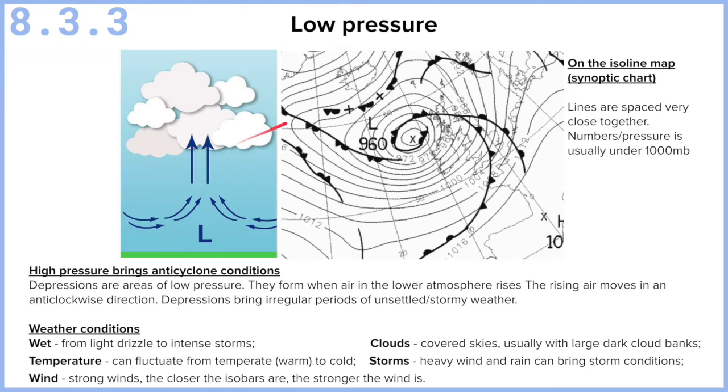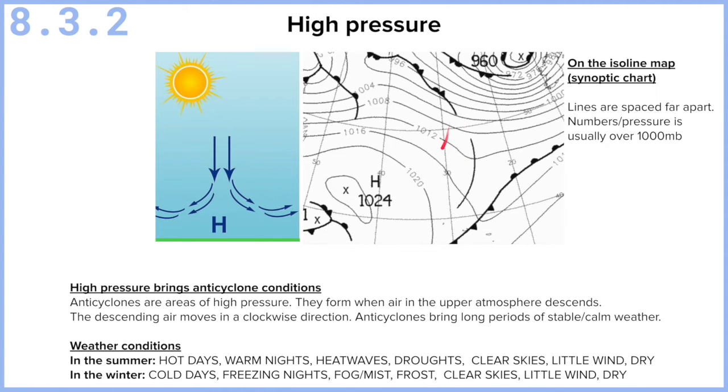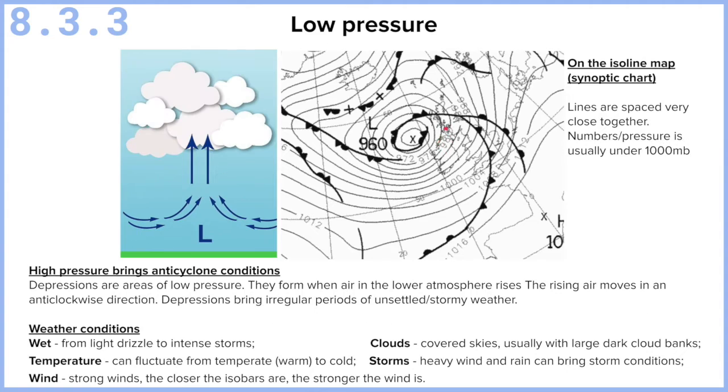If we were to look at that on an isobar chart or a synoptic chart, we can see here that these lines are very close together when you compare them to here, which was our high pressure. So these are really close together, which means the pressure's changing really quickly. So that tells us that actually we're going to get a lot of strong wind. The closer these lines are together, the stronger the wind's going to be.